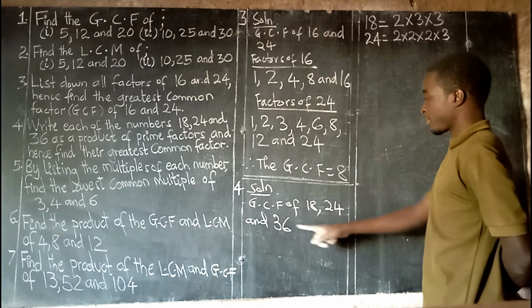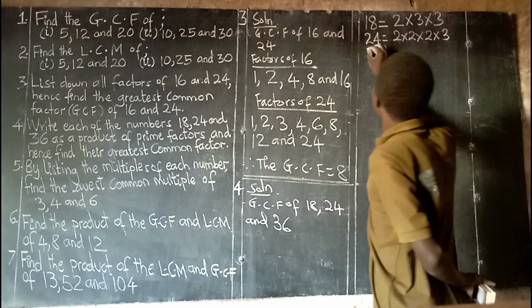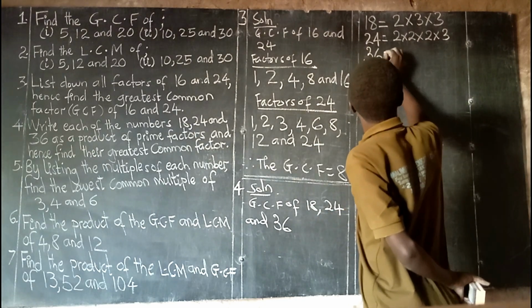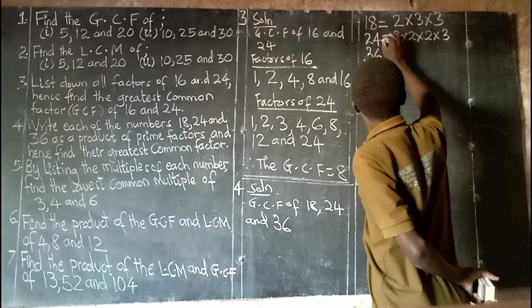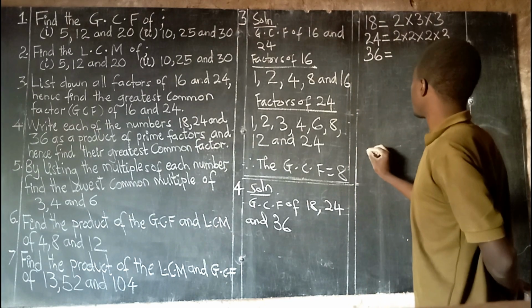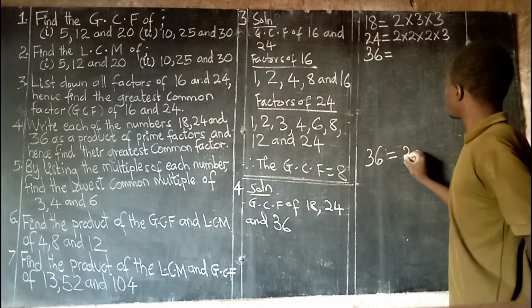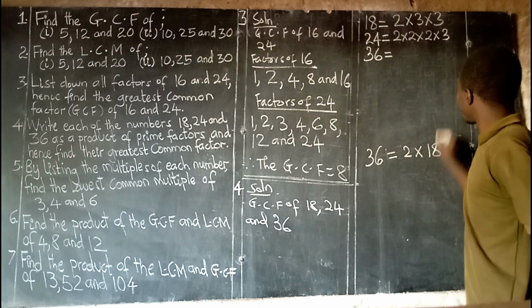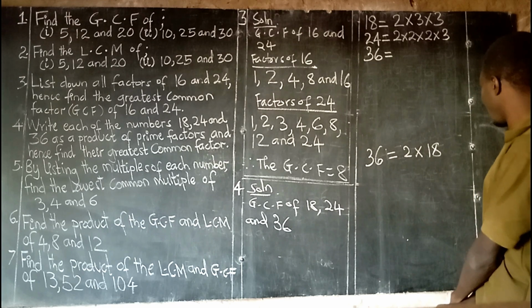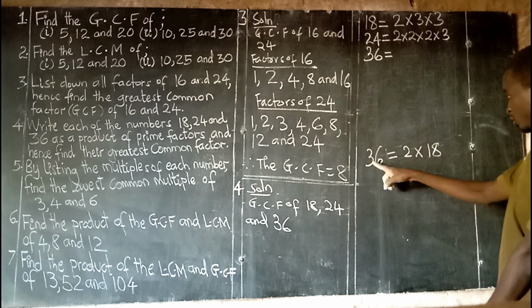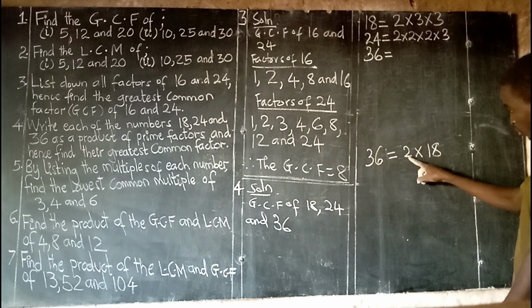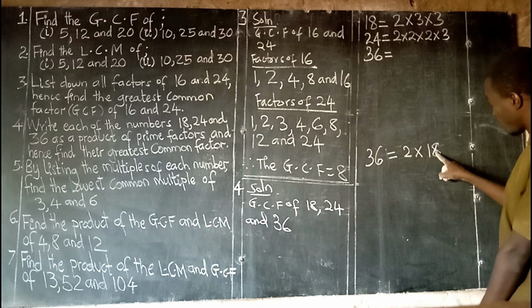After that, we remain with 36. In the case of 36, the way is the same. We have to look for it. 36 will be equal to 2 times 18. 2 times 18 is equal to 36. But only 2 is a prime number, and 18 is not a prime number.